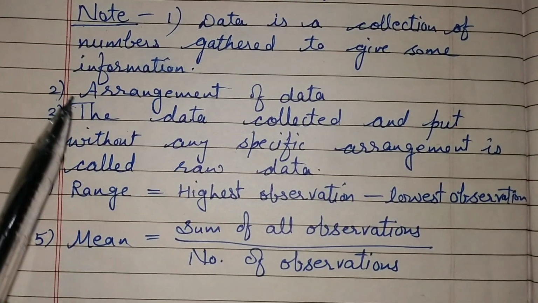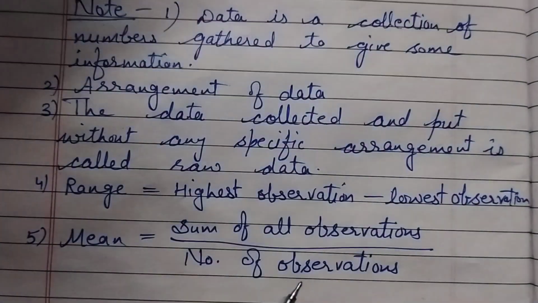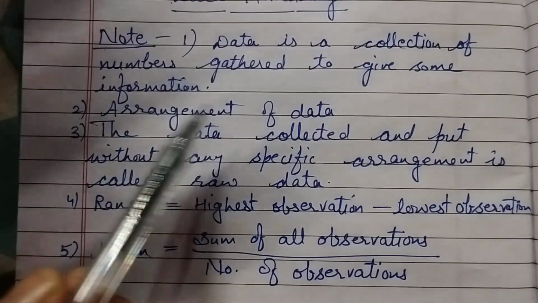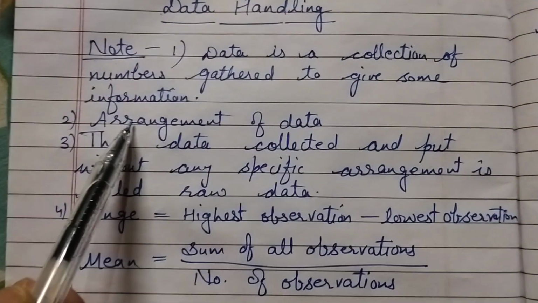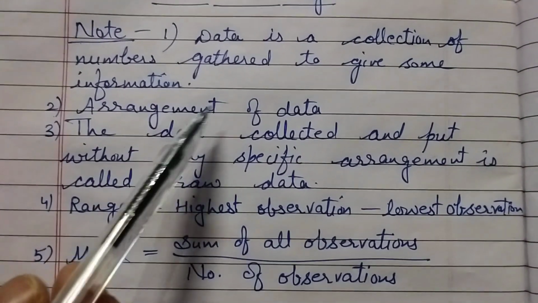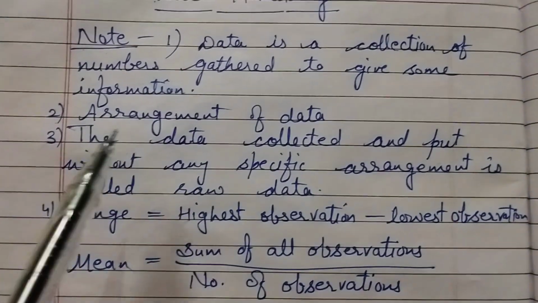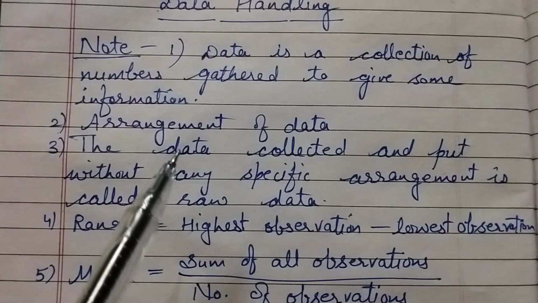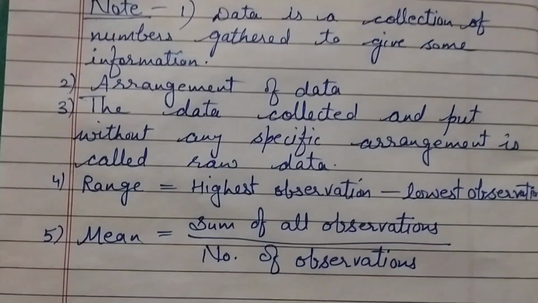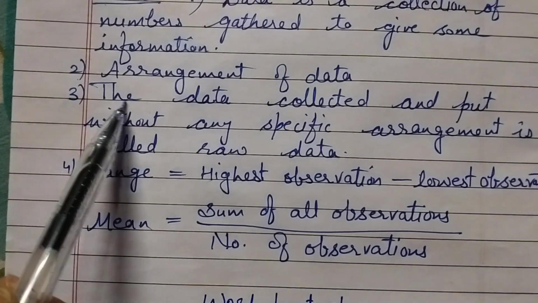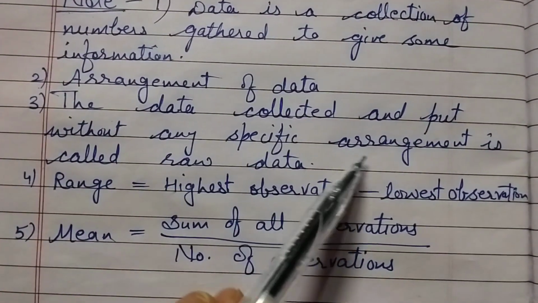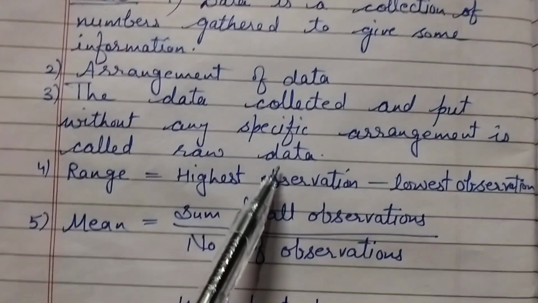Next step is, firstly we will see data. After that we will arrange the data. Arrange the data means we will arrange the data in ascending or descending order. Okay, you just write down the notes. I am going to explain here, but when we do the sums at that time I will again clarify these points. Third is, the data collected and put without any specific arrangement is called raw data.